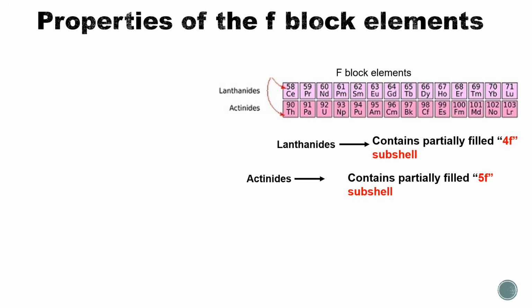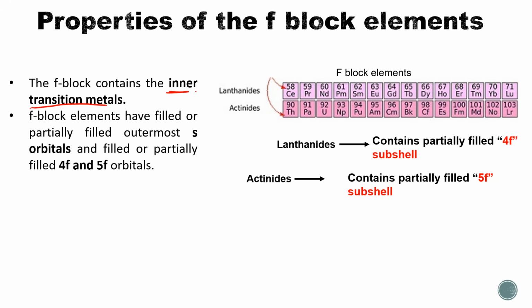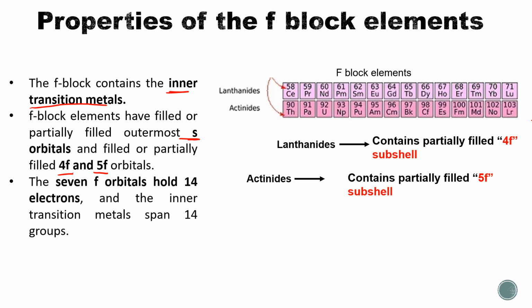Now the final block is called the F block, and it has the inner transition metals, the lanthanides and the actinides, as we saw in module 5 lesson 1. The F block elements have filled or partially filled outermost s orbitals and partially filled 4f and 5f orbitals. So what does that mean? It means that you have 4f and 5f orbitals, and that's the ending of the electron notation. So if you see one of these at the end of the notation, then the element belongs to block F.